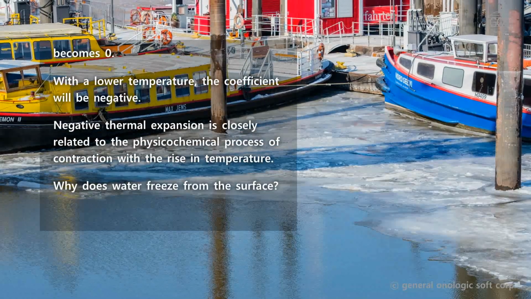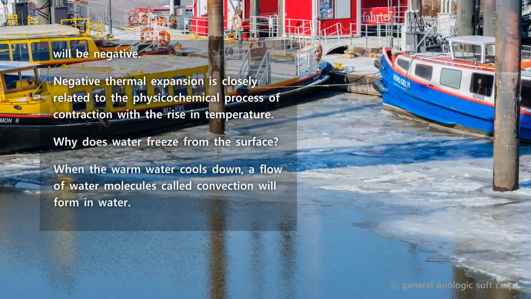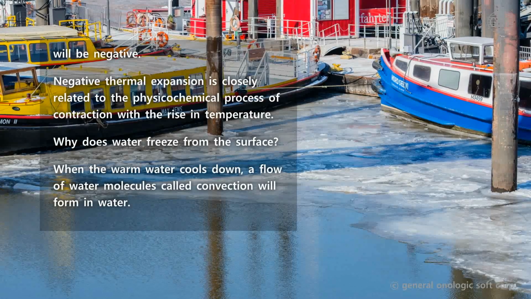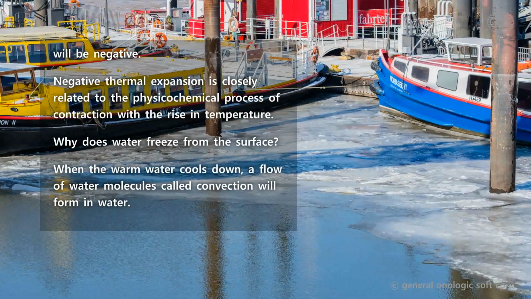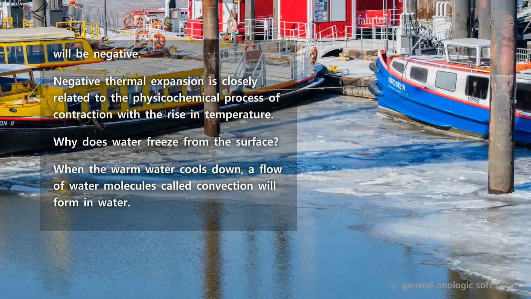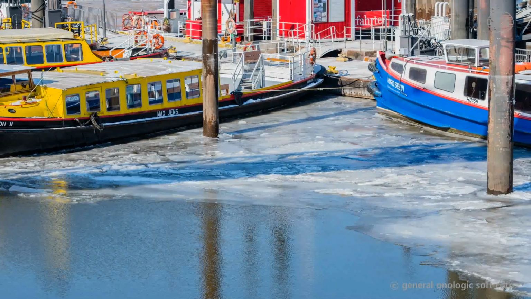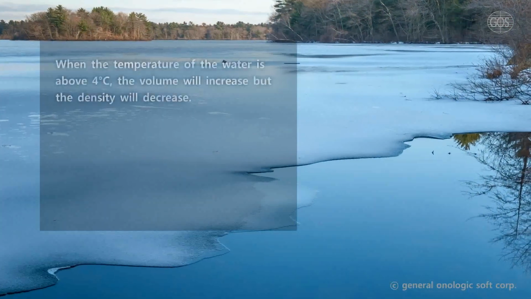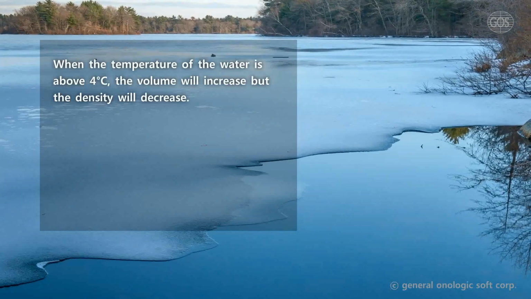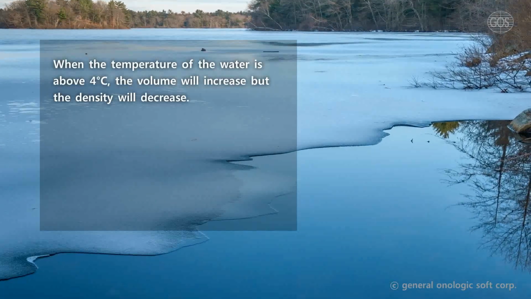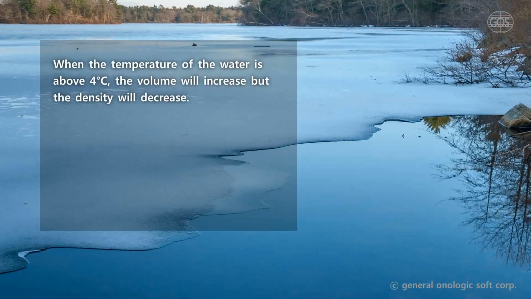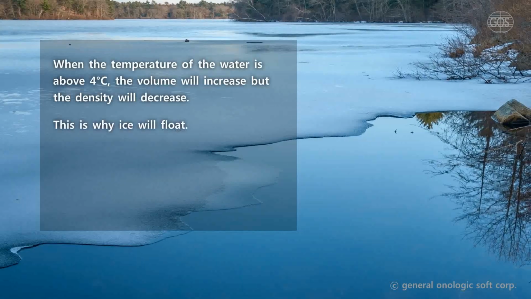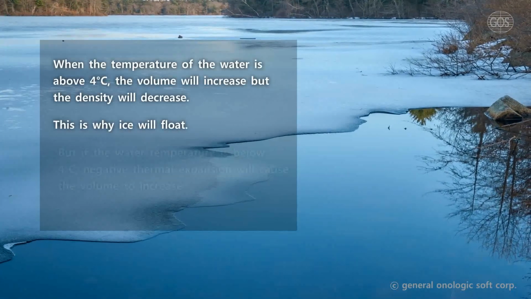Why does water freeze from the surface? When the warm water cools down, a flow of water molecules called convection will form in water. When the temperature of the water is above 4 degrees Celsius, the volume will decrease but the density will increase. This is why ice will float.